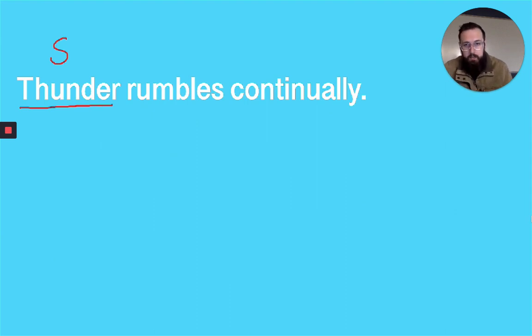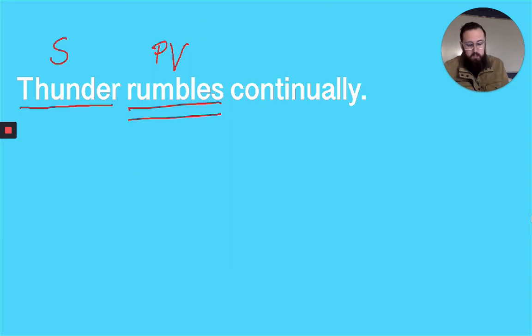The predicate of my sentence is rumbles. Rumbles tells me about thunder, specifically what is happening. So that's my predicate. I'm going to double underline it. And this predicate shows action, so it's going to be a predicate verb. I don't have any linking verbs or helping verbs in this sentence. So the next step is to do modifiers.